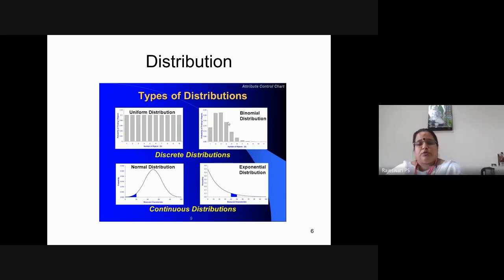So this is with respect to exponential distribution, where this curve goes to infinity. In the y-axis, you can see that. Even in the x-axis, it goes like this.